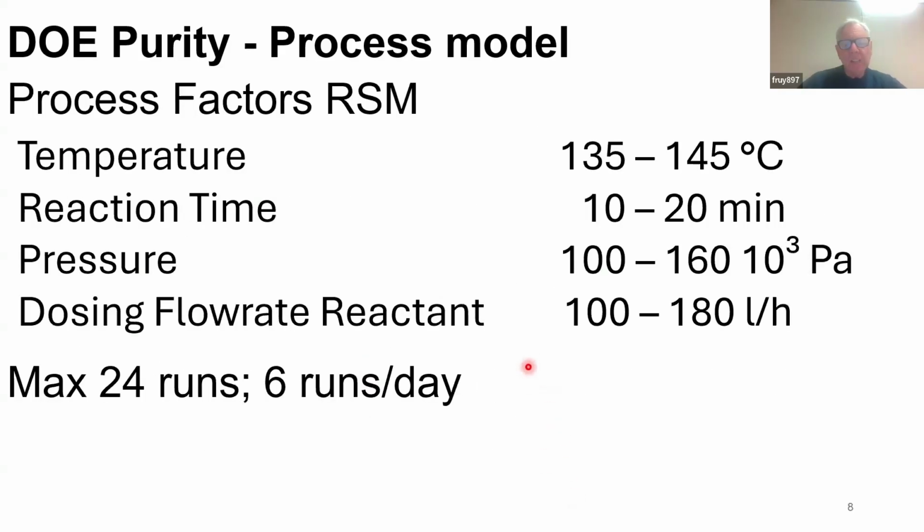As for the process effects, based on the root cause analysis and process engineering, 4 effects are important: the temperature of the reactor, reaction time, pressure, and the dosing flow rate of the reactant. Here are the ranges of all parameters. And there is of course a budget. We only have 4 days. We have a maximum of 24 runs, so we will have 6 runs a day.